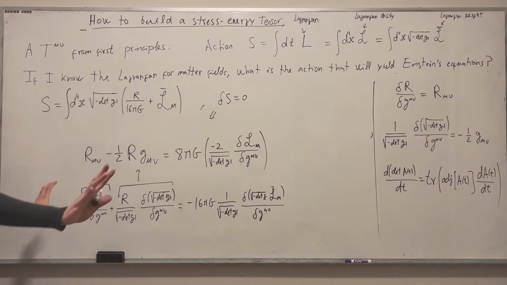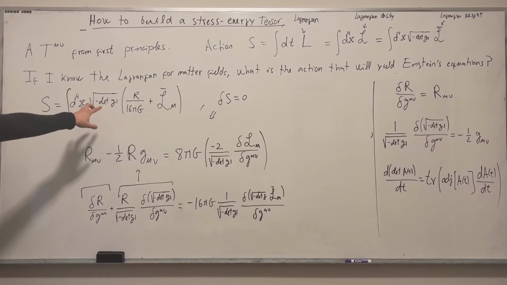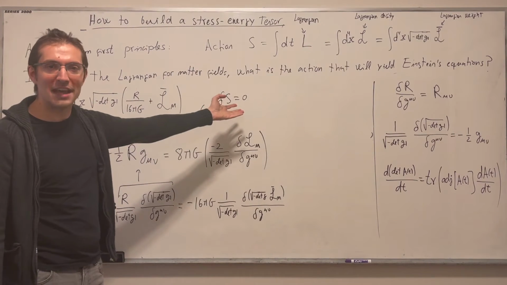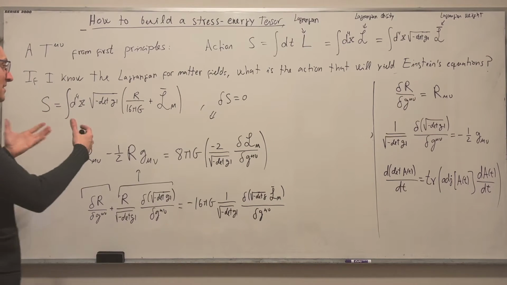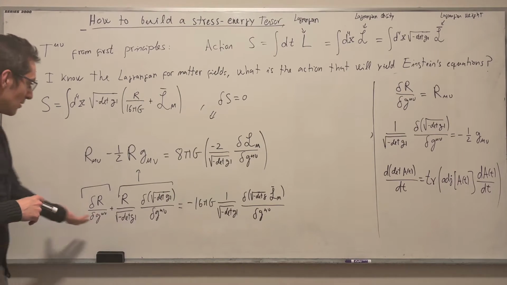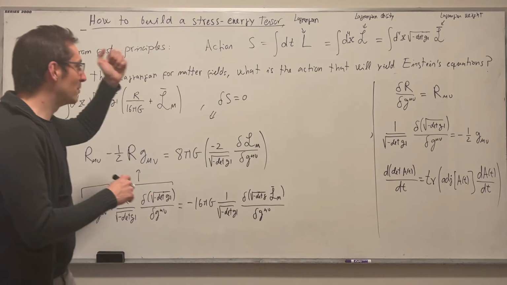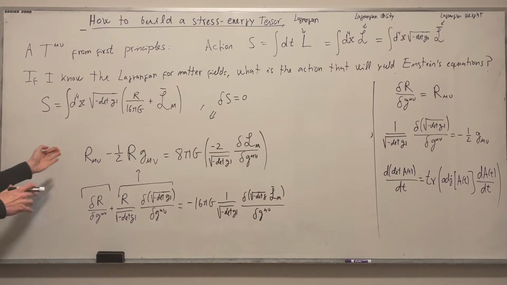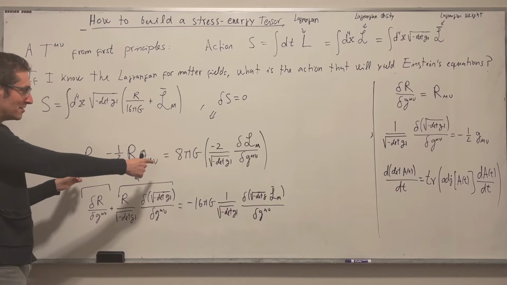All right, let's recap what we've done so far. We started from this action. Then we demanded Hamilton's principle, stationarity of the action under variations of the dynamical variables. In this case, the ones that I'm interested in are the variations of the metric. If I do that, I obtain these equations. Then I use these identities that I told you to check, and with those identities, I got this expression. And this expression, the left-hand side, happens to be the left-hand side of Einstein equations.